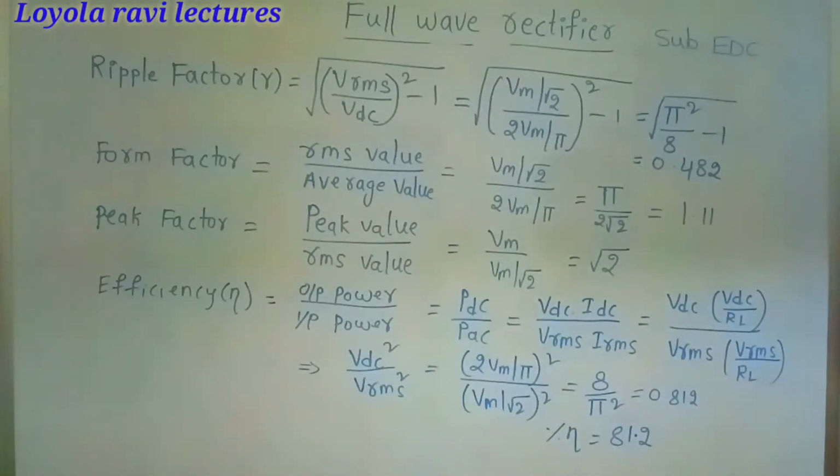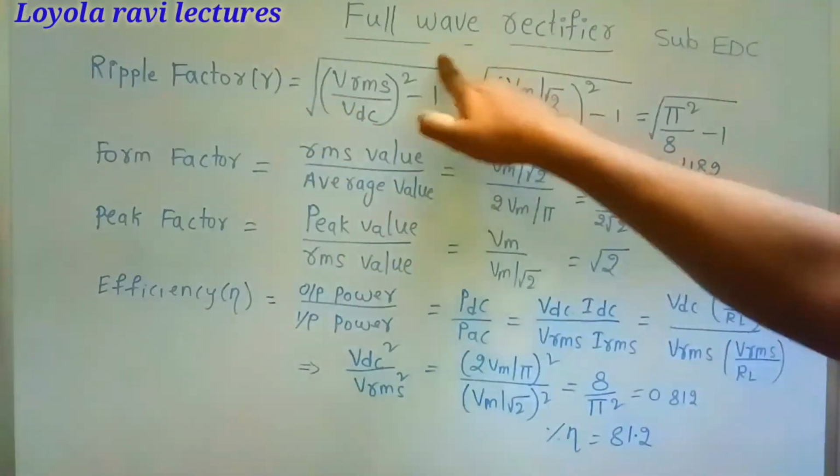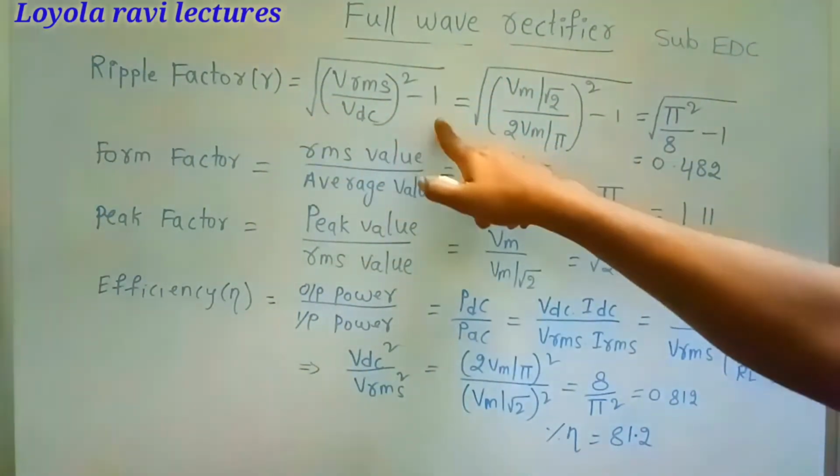We have to find the parameters. The first parameter is the ripple factor. Ripple factor gamma is equal to square root of (VRMS by VDC) whole square minus 1.